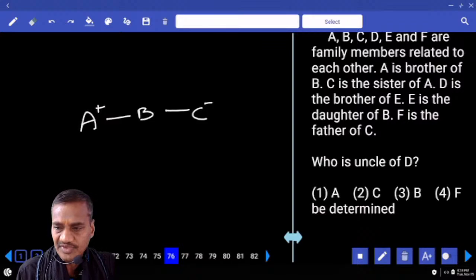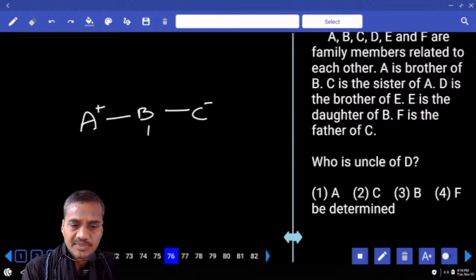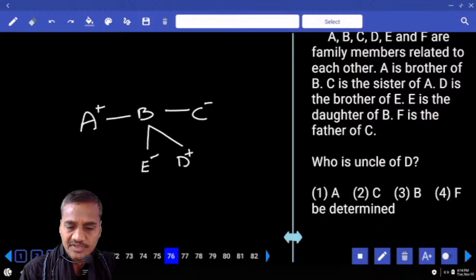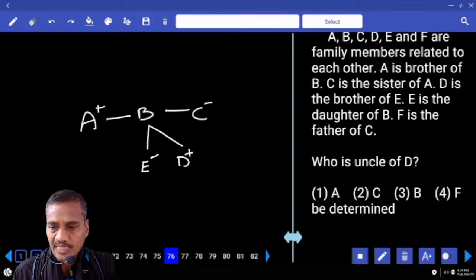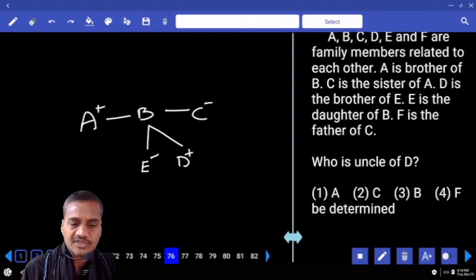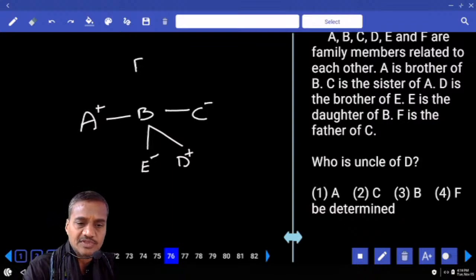D is the brother of E. E is the daughter of B. Now this E is the daughter of B, and D is the brother of E. F is the father of C. Now this F is the father of these 3 persons A, B and C.